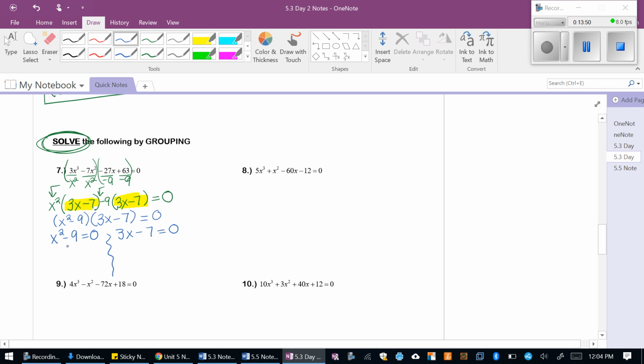So for the equation on the left, I'm going to add 9 to both sides. I'm going to get x squared equals 9. I'm going to take the square root of both sides. I'm going to get x equals, remember, whenever I take a square root, I need a plus or minus, 3. And for the other, I'm going to add 7. I'm going to get 3x equals 7. And then we're going to divide by 3. Now 3 cannot divide into 7 evenly, so I'm just going to leave that as a fraction. So we're going to leave that as 7 over 3. And then the final step will be to put it into a solution set.